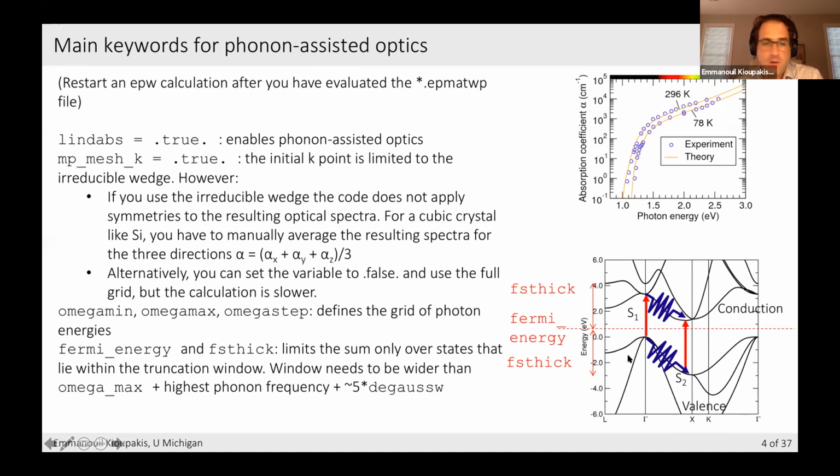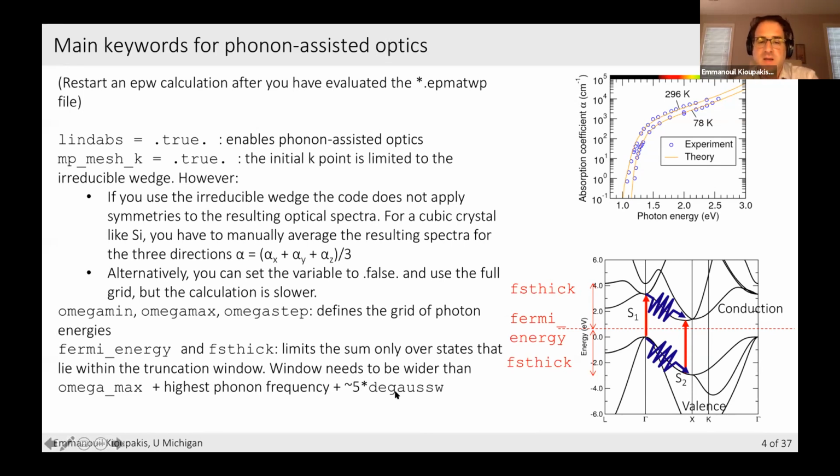All right. How wide should the window be? The window needs to be, of course, wider than the highest photon energy you're looking for. Say if my photons go up to 3 eV, I definitely need to consider states all the way down to 3 eV. But I also need to consider that my electrons may absorb a phonon, so I need to add the highest possible phonon frequency. For most materials, it's about 100 meV, like 0.1 eV. If you have hydrogen, it may go up to say 0.3 eV, but usually it's a fraction of an eV.